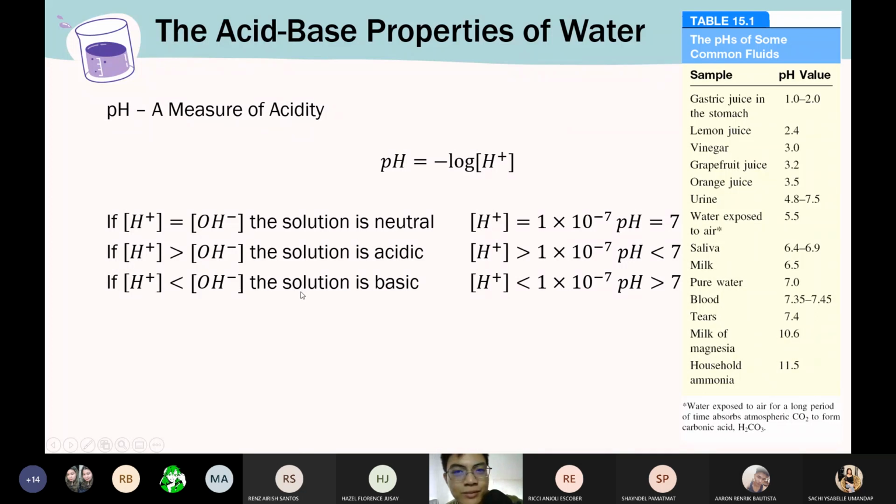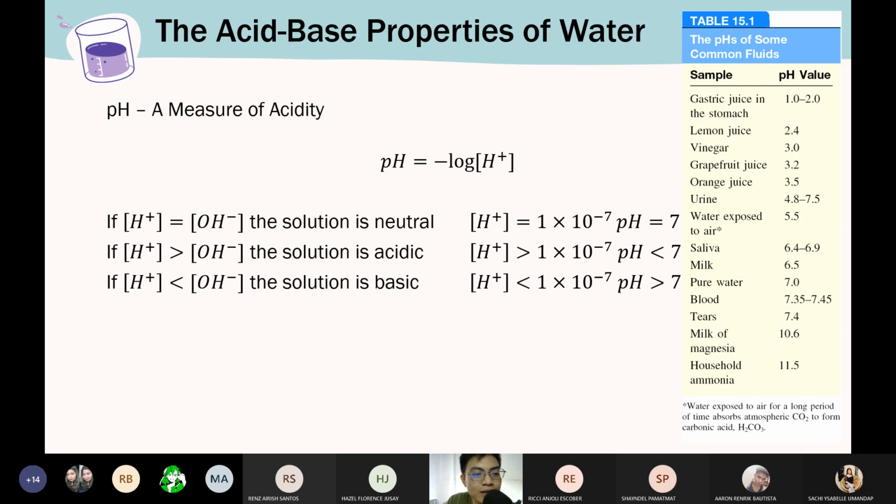Okay, pH or power of hydrogen. We were able to discuss this in chapter 2 sa lecture, so dapat may idea na tayo on how to do basic calculations. But anyway, I'll still guide you. The pH, or the power of hydrogen, is a measure of acidity. Formula-wise, it is the negative log of H plus concentration. The concentration must be in molarity.